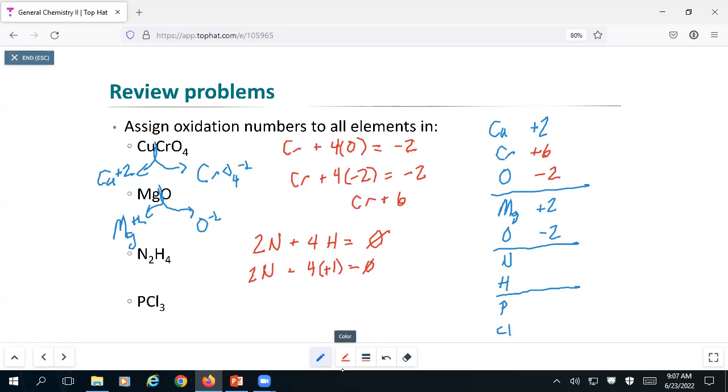So 2 nitrogen is going to equal -4, which means nitrogen would be -2. So I've got a -2 from the nitrogen and a +1 from the hydrogen.